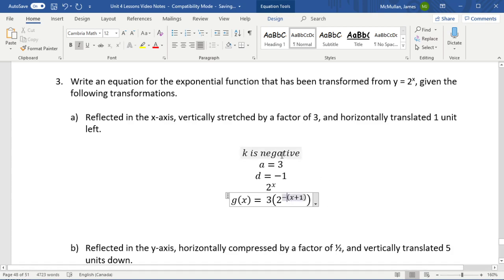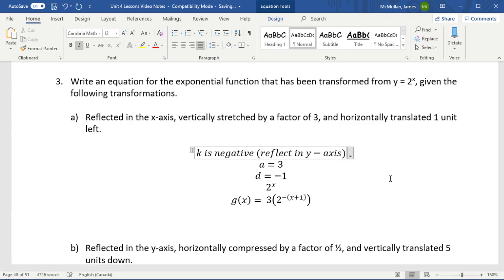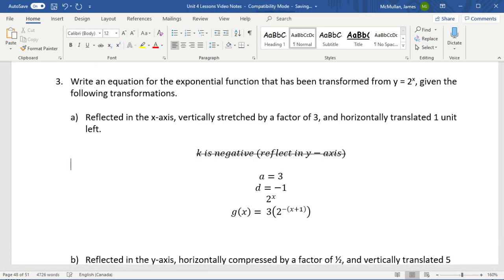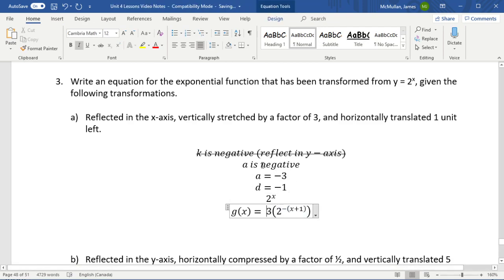I just realized I've done this wrong. Sorry, this is not the k reflects it in the y-axis. I'm sorry, that's a mistake. So this is wrong. Reflect in y-axis. So what I'm going to do is I'm just going to strike through that. What I should have said is A is negative. So A should be -3. Okay, so now let's just correct my answer. -3 there, and this no longer has to be negative. So now I have reflected in the x-axis, that's the -A, vertically stretched by a factor of 3, that's A being 3, and then horizontally translated 1 unit left, that's D being up here.